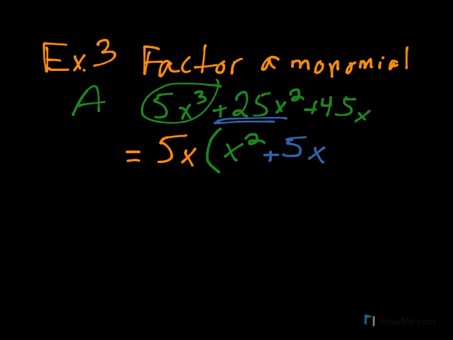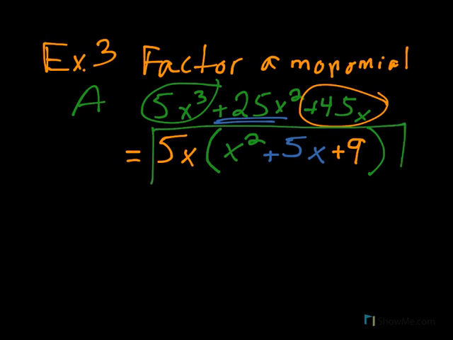And then I'm going to do the last term right here, which is plus 45. So 45 divided by 5 is positive 9. I color-coded everything. The x cancel because x divided by x is just 1. So that's it. You factor that, and the x is no longer there. That's how you factor a monomial.